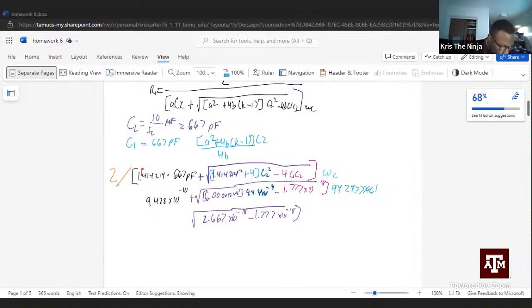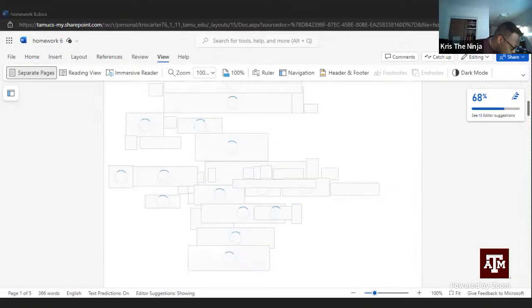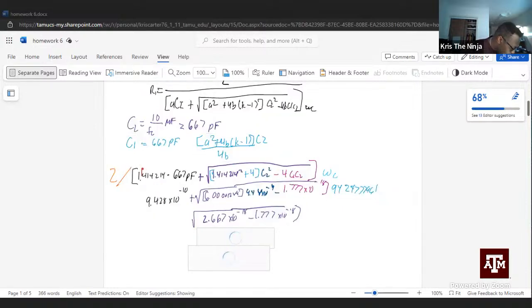So that's the second square root, that gives us a plus of 9.42809 times 10 to the minus 10th. That is now added to that 9.428 times 10 to the minus 10.